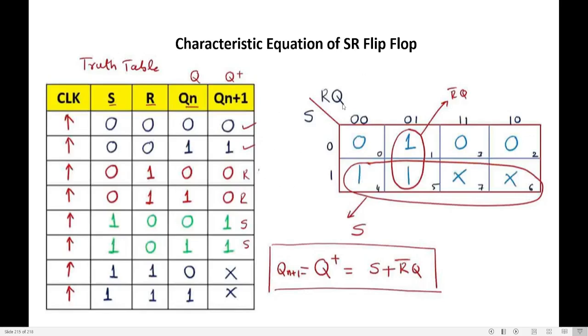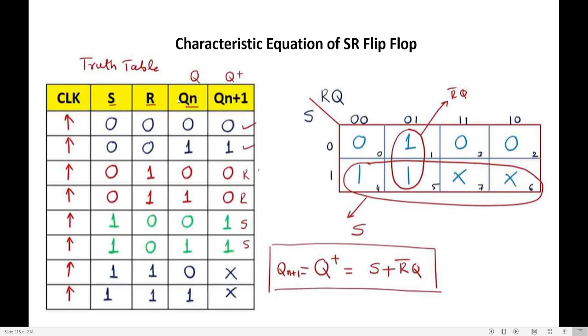Let us look into the characteristic table and equation for SR flip-flop. When I say SR flip-flop or any flip-flop, you know flip-flop is a memory element used to store the data. The first type of flip-flop is SR flip-flop, which will have three inputs: clock, S and R. What is characteristic table? Characteristic table means we need to write what is the next state depending upon the previous state and inputs S and R.